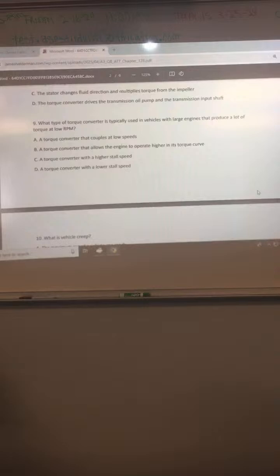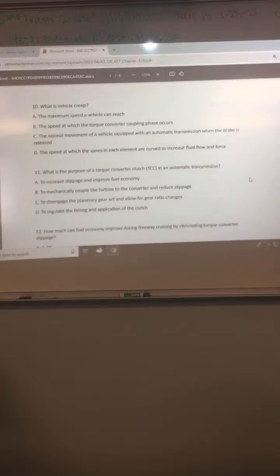Question 9. What type of torque converter is typically used in vehicles with large engines that produce a lot of torque at low RPM? C. Is it A? It is A. Good.